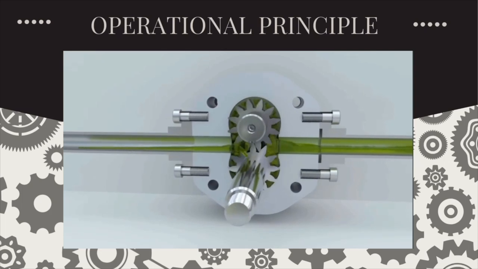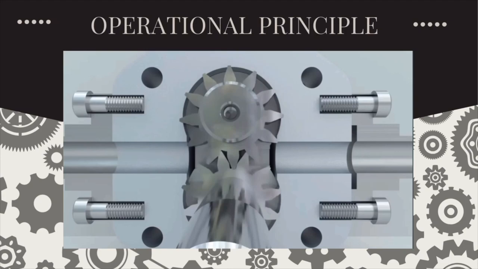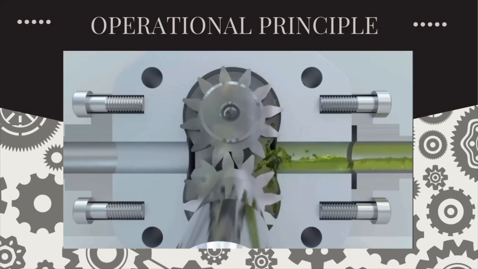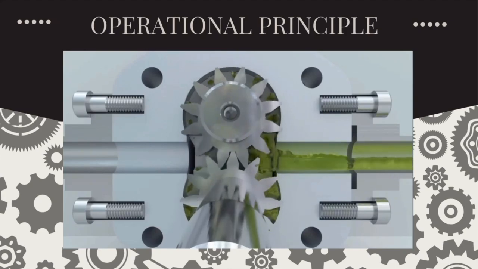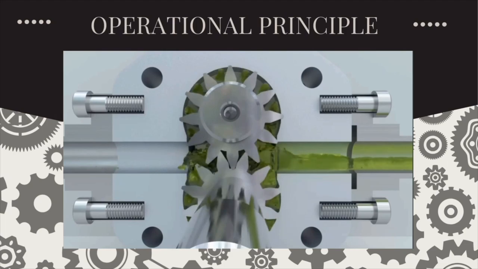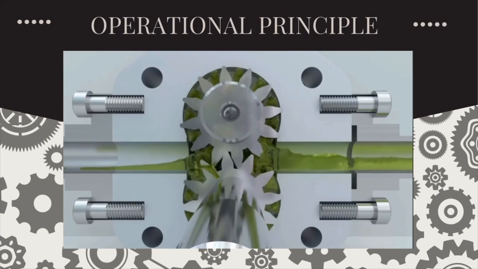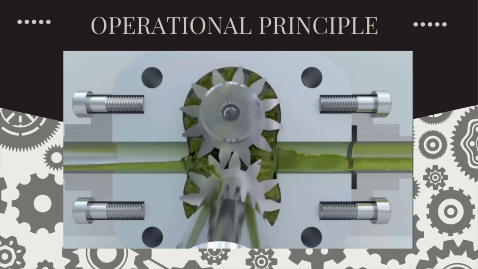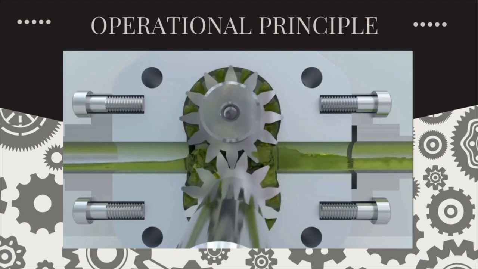Fluid from the tank enters the pump and fills the space between the gear teeth and the housing. As the gears rotate, the fluid flows along the perimeter to the discharge area, where the gear teeth go into mesh once again. At this point, the chamber volume decreases and the fluid is forced into the pump's discharge channel.